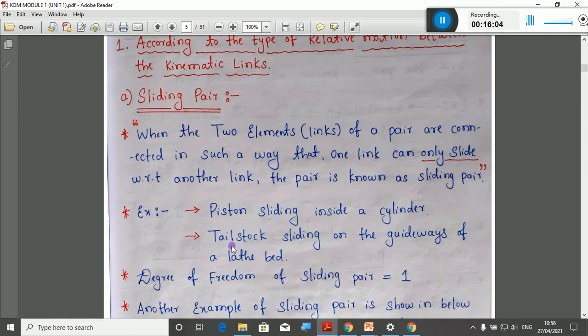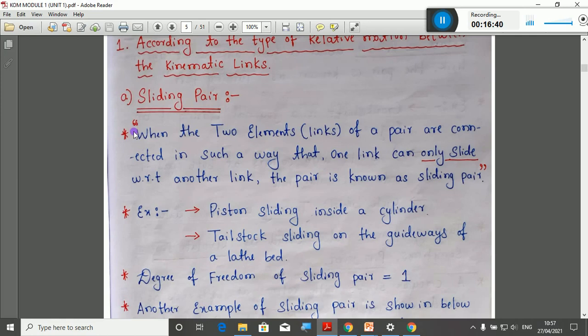And when you consider a lathe machine, the tailstock is sliding on the guide ways of a lathe bed. The lathe machine has guide ways, and the tailstock slides with respect to the guide ways towards left and right. It means the degrees of freedom of this sliding pair is 1. It has only one linear motion along the x-axis. There is no movement in the y-axis or z-axis, and it cannot rotate also. So the degrees of freedom of a sliding pair is 1.